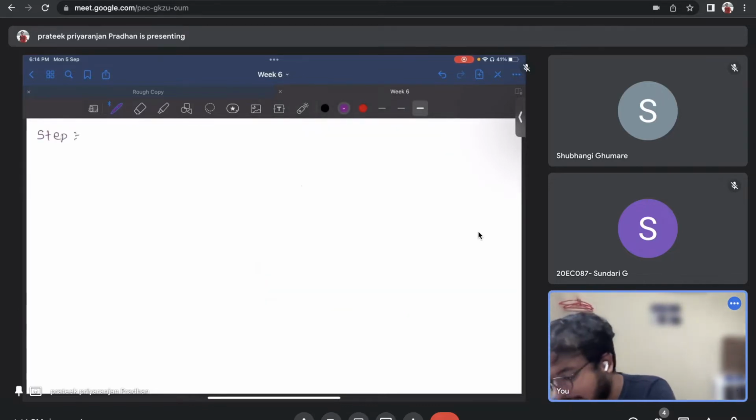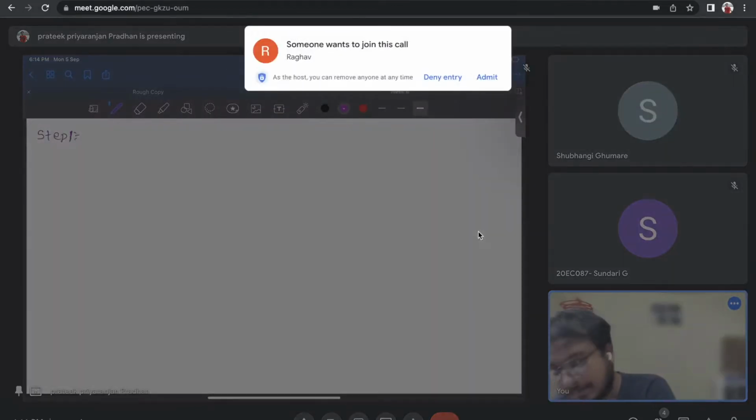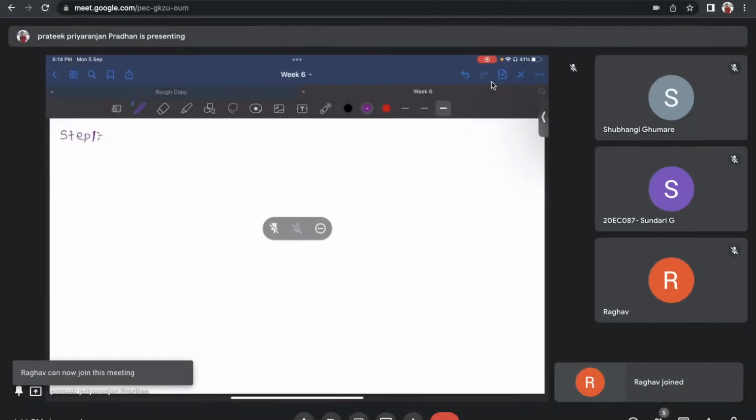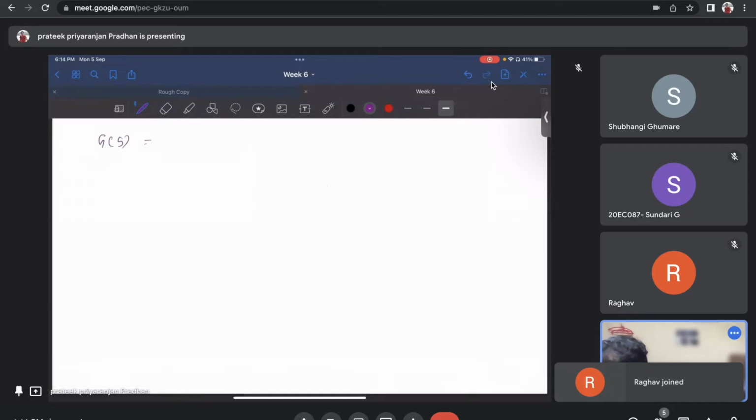What's step one for any root locus design? Let's first take the transfer function G(s) equal to A(s) by B(s), simple.